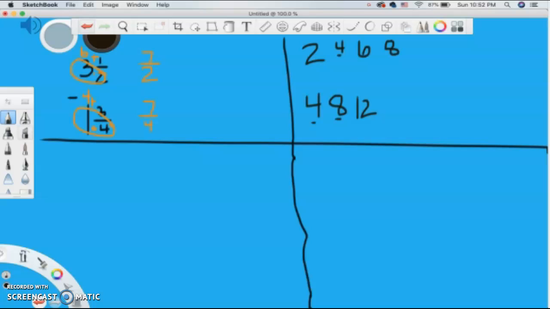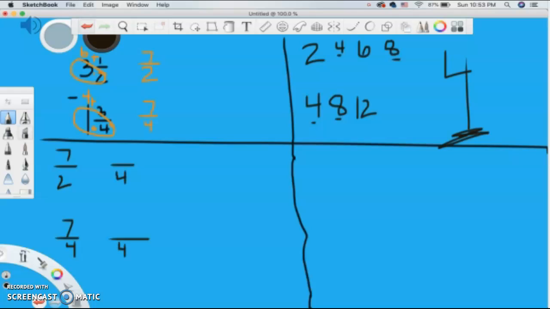I see 4 in common. I see 8 in common. Which one do I want to use? I want to use the lowest. So my LCD is going to be 4. I'm going to move down to the rewrite box. So I have 7 over 2, and I have 7 over 4. Again, I want to use 4 as my common denominator. So I'm going to draw my fraction bars, and I'm going to put 4 on the bottom for both.